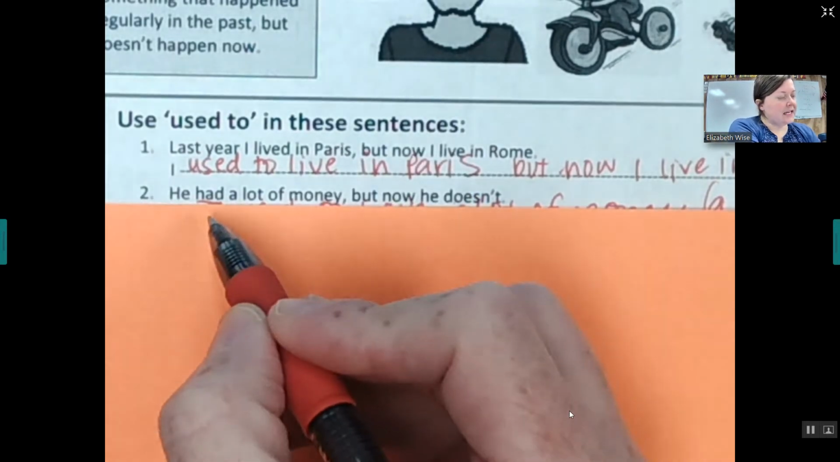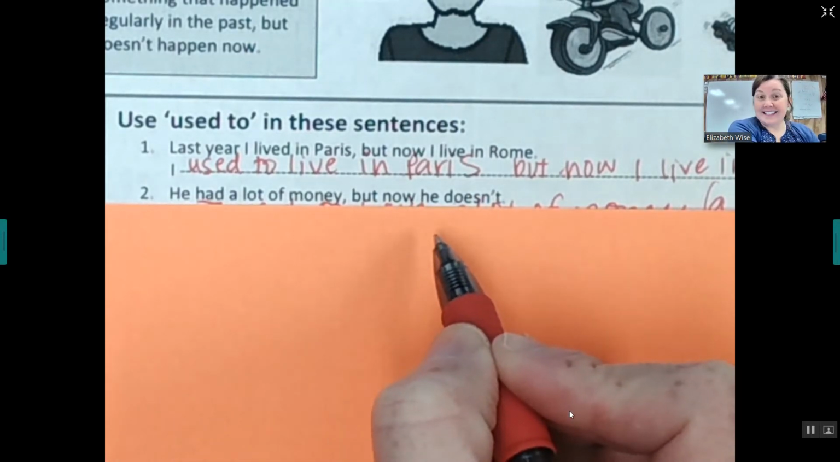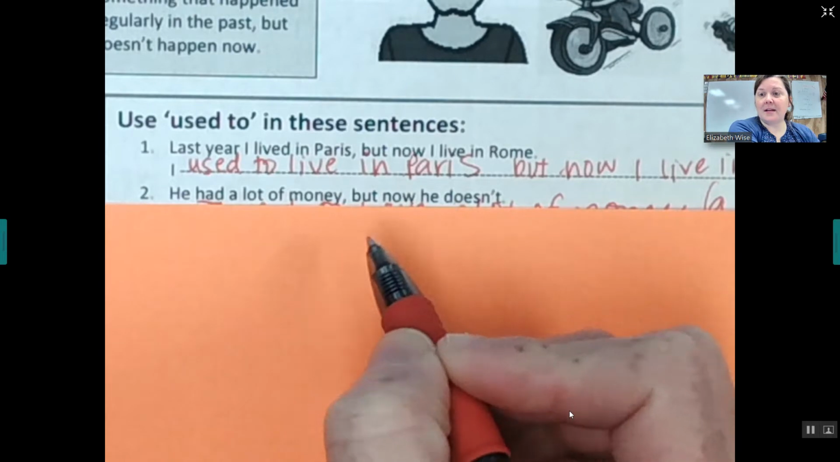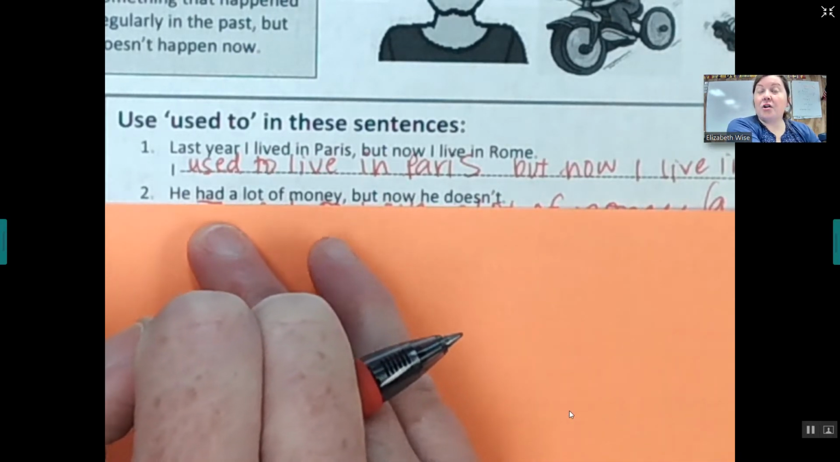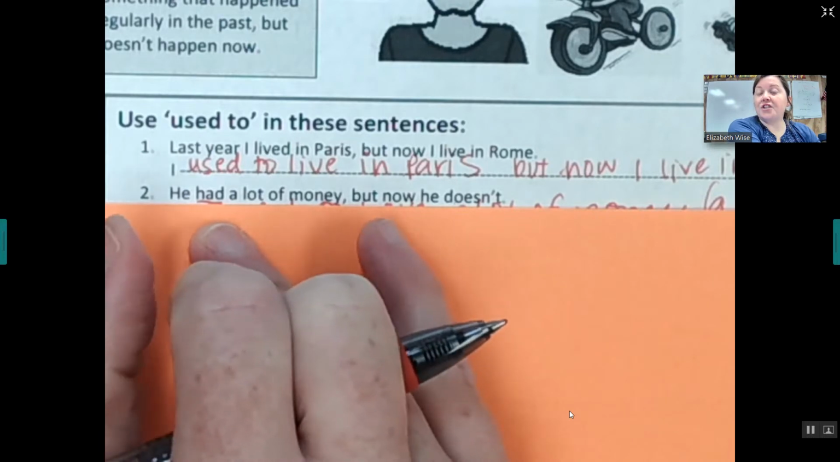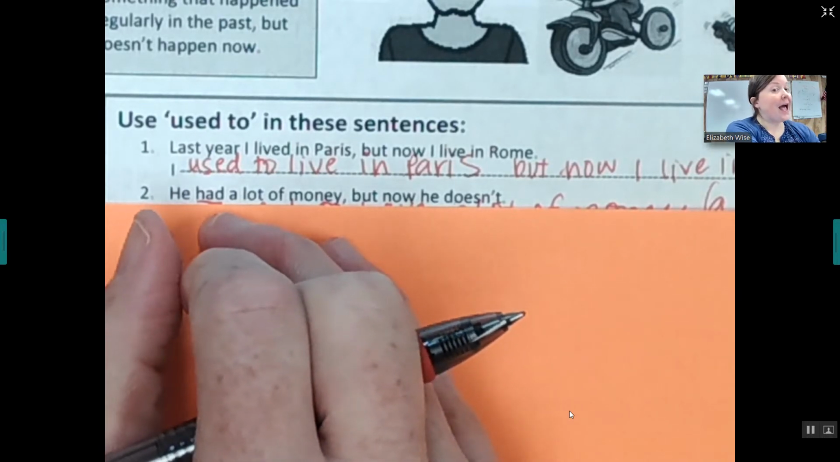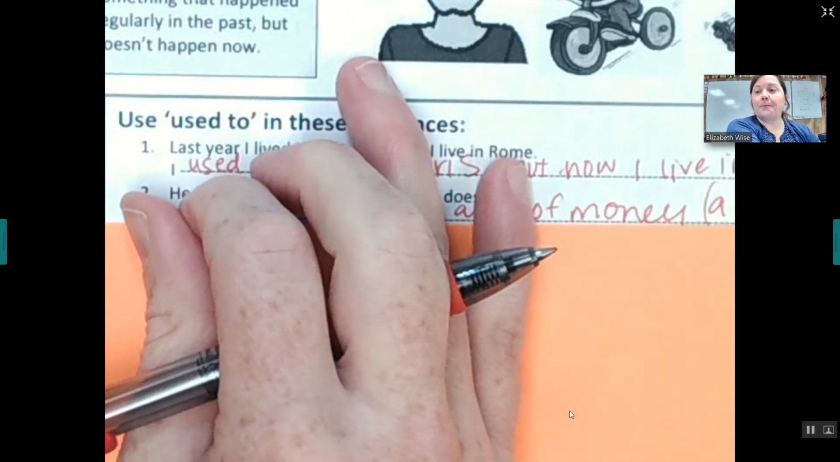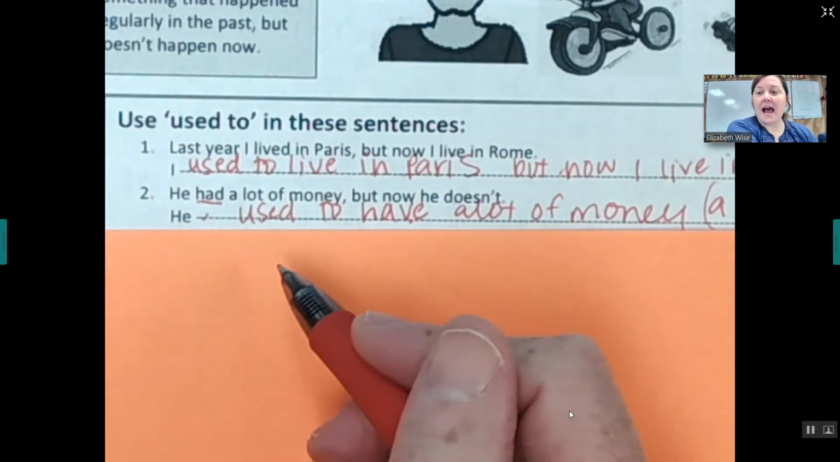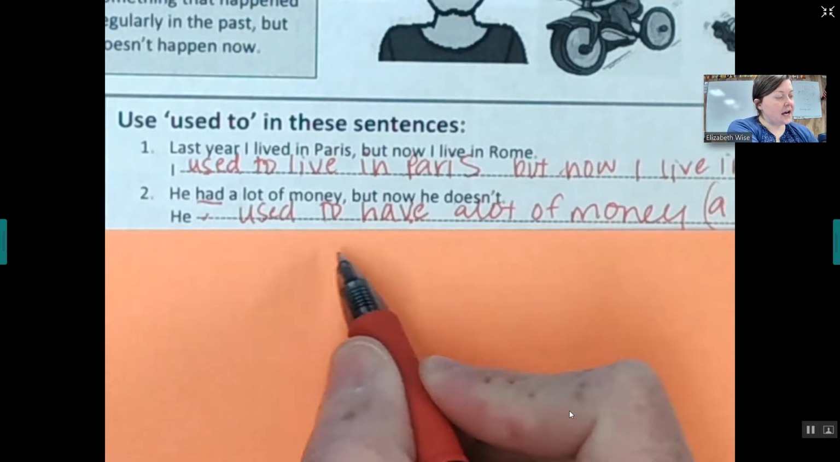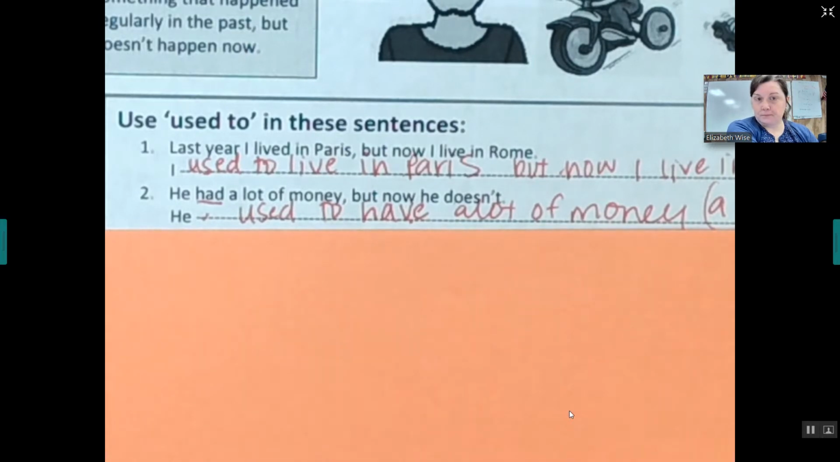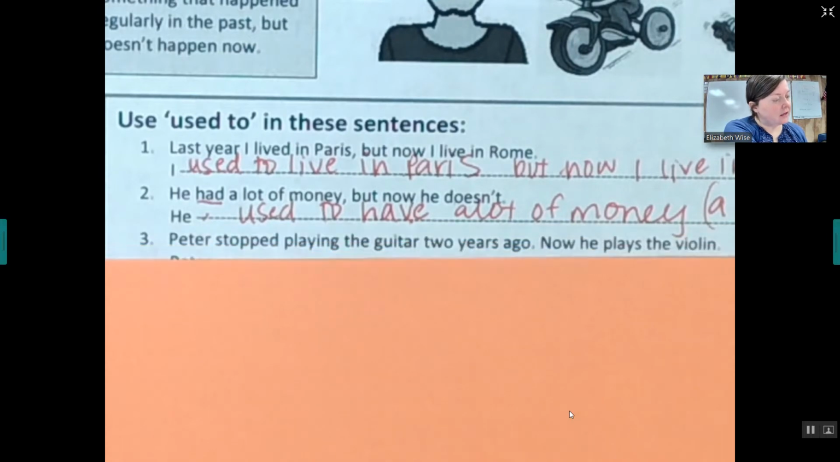Okay. He had a lot of money, but now he doesn't. So "had" is in the past. So when we change it, we're going to have to change it to "have". So he used to have a lot of money, but now he doesn't. So that's how we would write that.